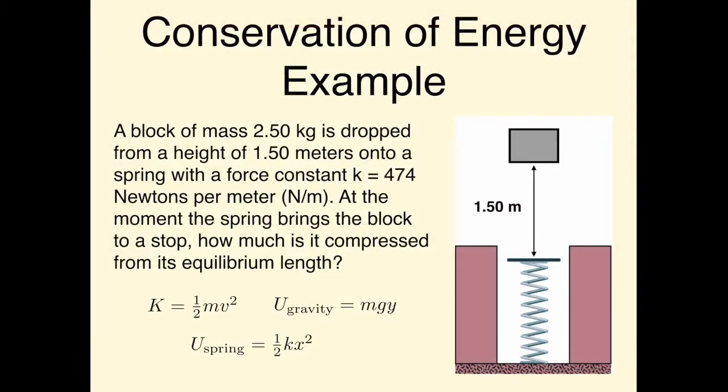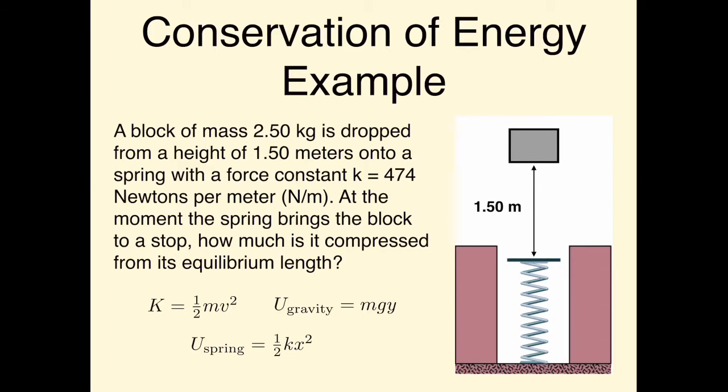Okay, so here's another example that I want to show you guys for conservation of energy. Let's say we have a block of mass 2.5 kilograms that's dropped from a height of 1.5 meters onto a spring that has a force constant, k, of 474 newtons per meter. At the moment that the spring brings the block to a stop, how much is it compressed from its equilibrium length?